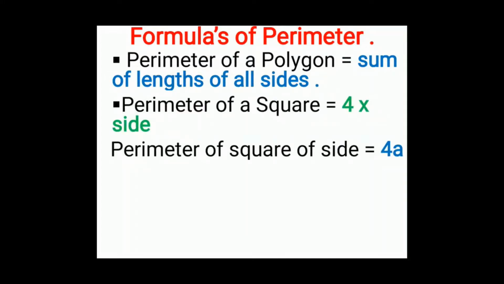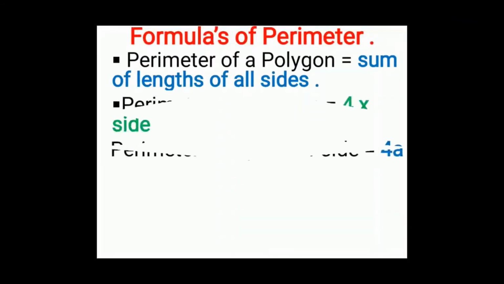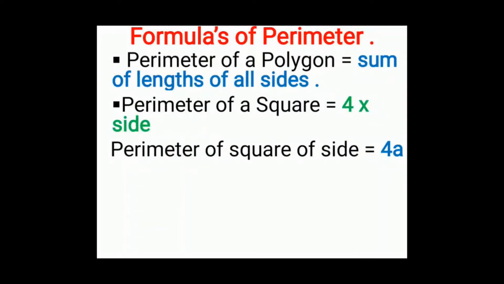Perimeter of a square is equal to 4 into side. If the side is a, then you have to write 4 into a. You can change the value of a, because a can be anything.